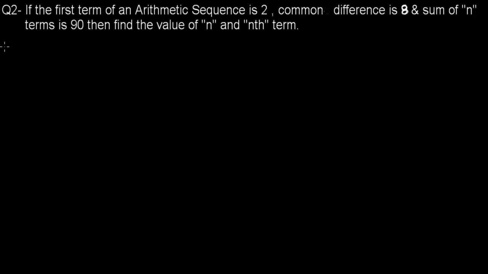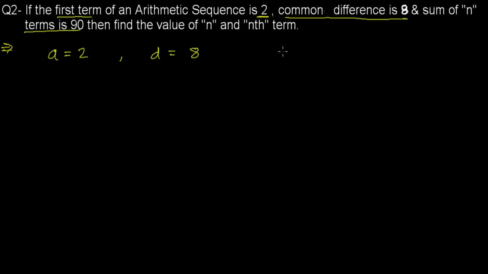So as I told you in the previous videos, and for many videos I'm telling you, always try to write the given things first. So as per the question, let's write all the given things. The first term of an arithmetic sequence is 2. Let me represent the first term by A, so A equals 2. And the common difference is 8. Common difference we generally represent by D, so D equals 8.